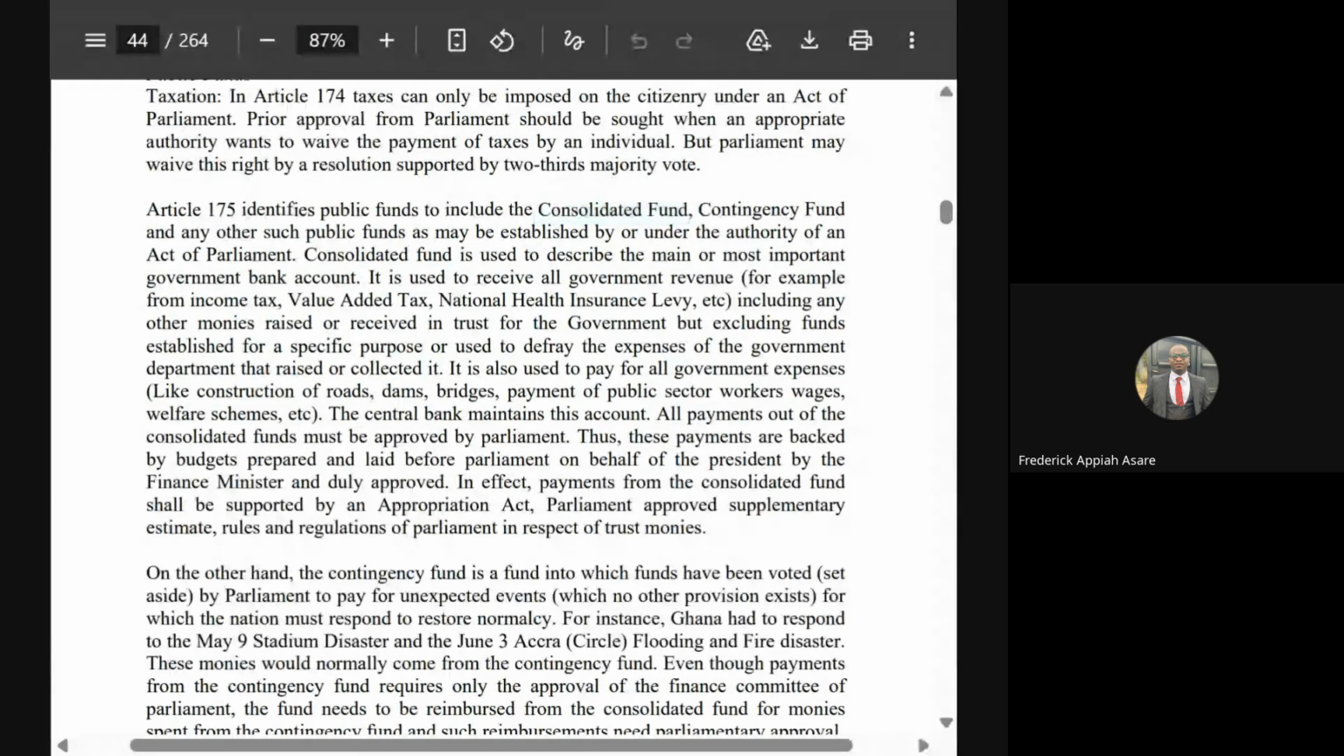So the public funds include the Consolidated Fund. We have the Contingency Fund, which is the second fund. The contingency, as the name implies, contingency. So usually, anytime there is any contingency, like maybe COVID came and we want urgent funds to go into, you go to the Contingency Fund to take money from it. Then we have any other fund. That is the third one. Any other fund as may be established by or under the authority of an Act of Parliament.